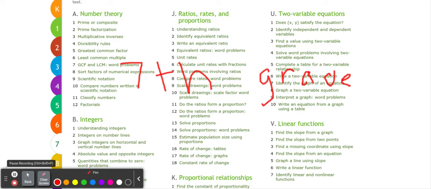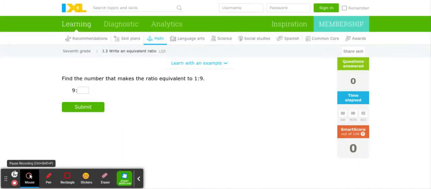Hello everyone, this is 7th grade math, and today we're going to be learning how to write an equivalent ratio. Okay, so this problem says find the number that makes the ratio equivalent to 1 to 9.